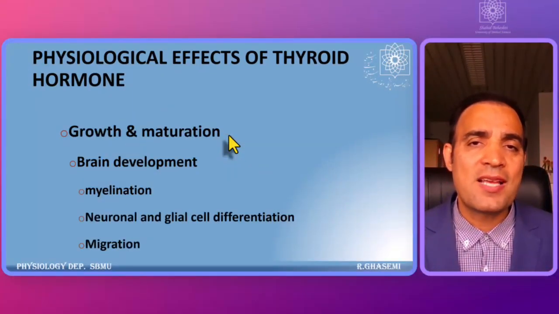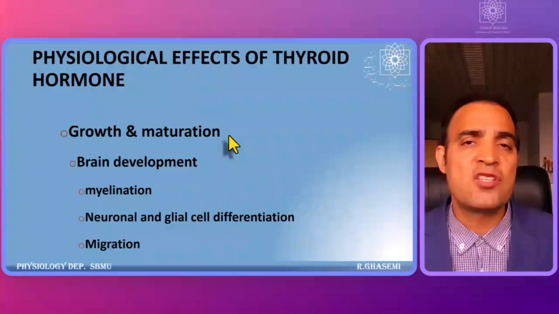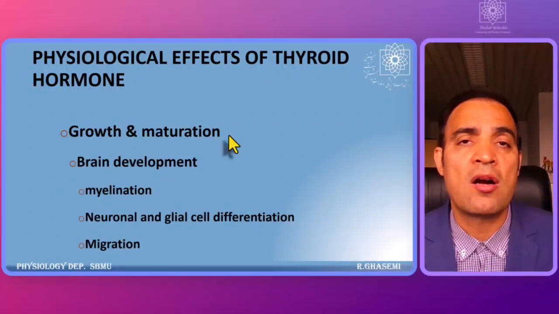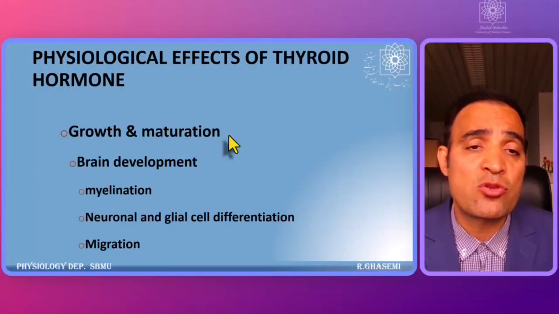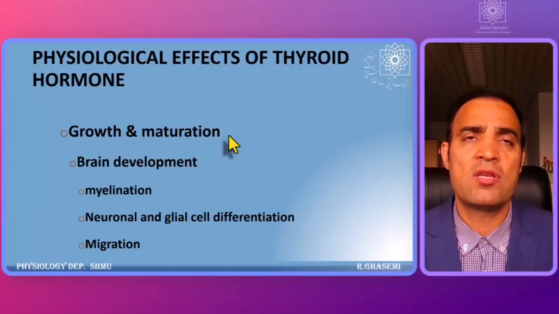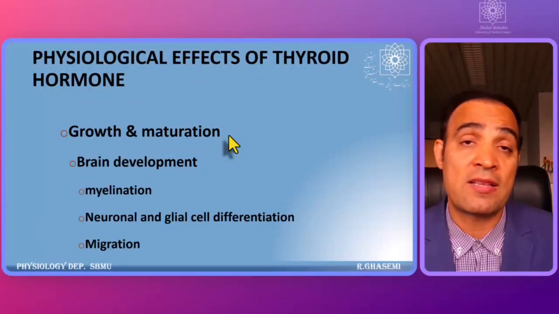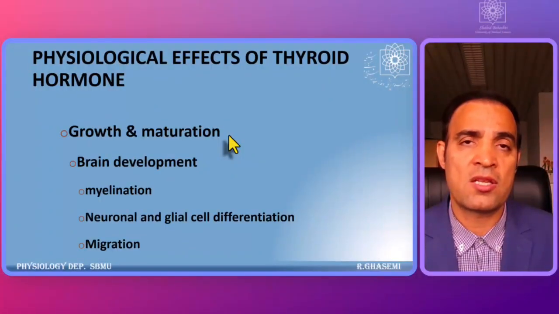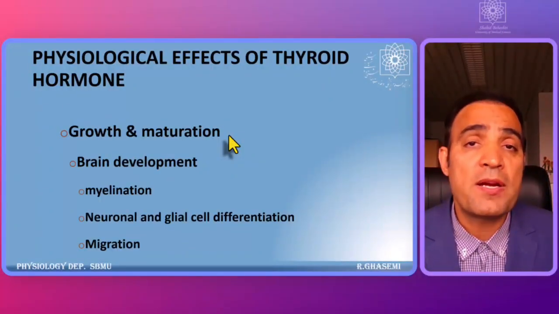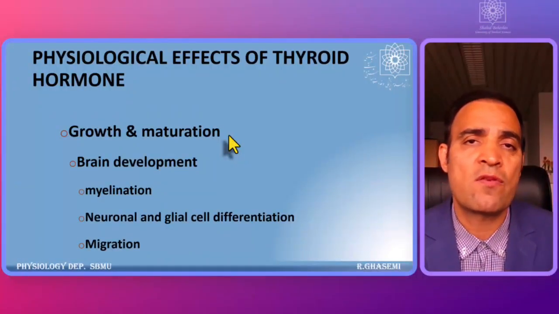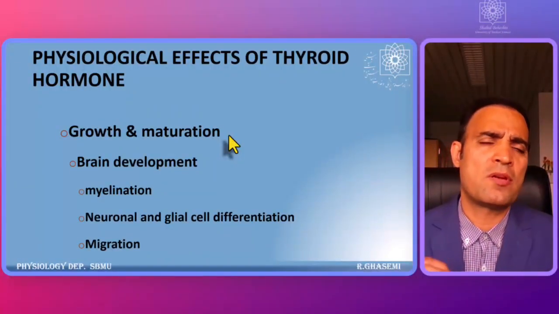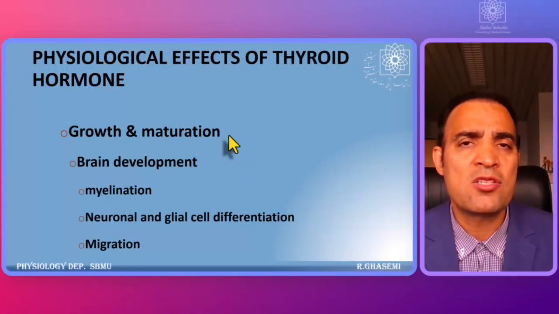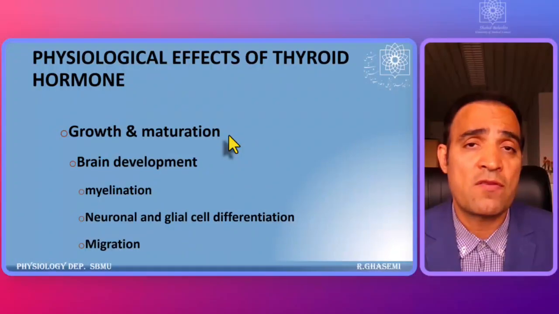At the level of the cells of the body and different tissues, we know that those effects that I told you are essential for growth and maturation. We know that during embryonic life and then after birth, during the developmental age, the presence of thyroid hormone is essential for growth. You remember I told you in the part about growth that thyroid hormone is an essential part of the physiology of growth.